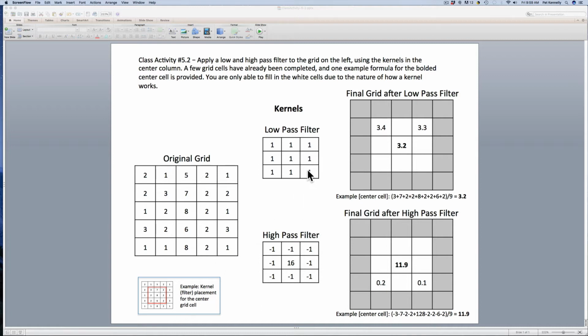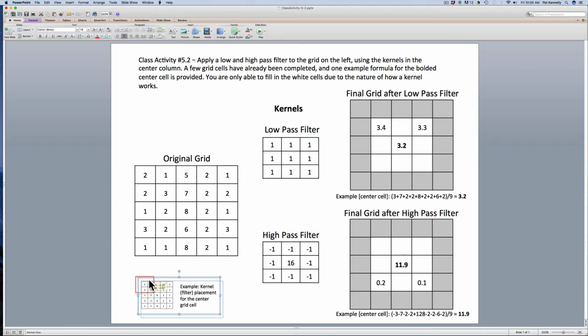So why are some of these ones along the edge grayed out? Because if we took our low pass filter and moved it up here, which is where it would need to be in order to recalculate this 2 in the corner right here, we can see that we have missing values.